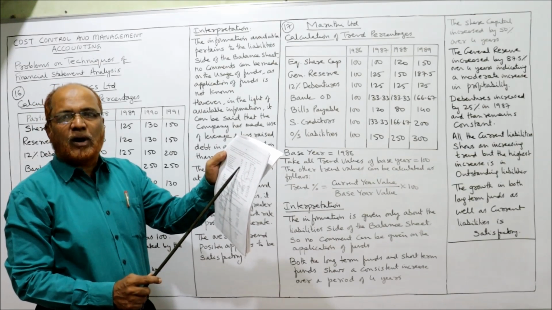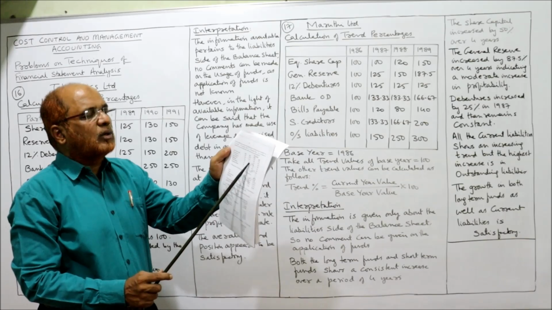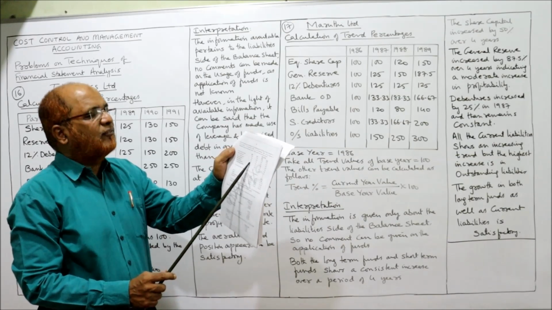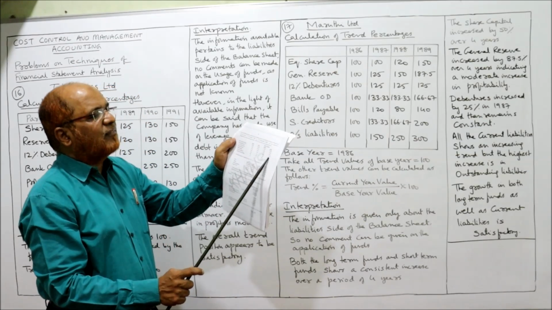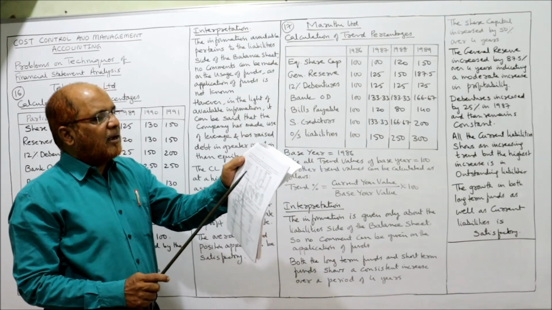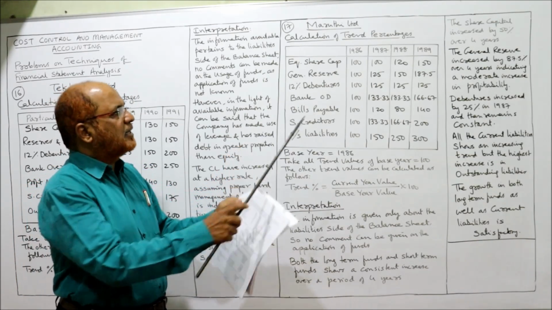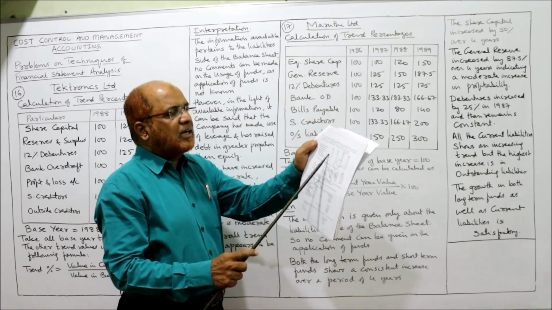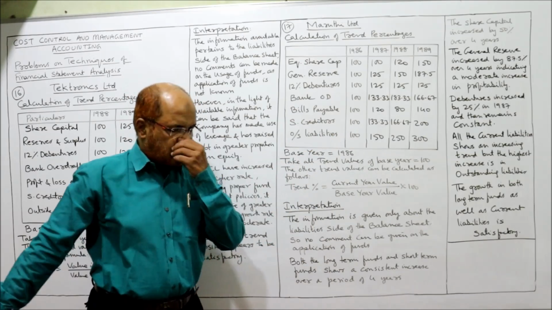Debentures, base year 400. So the denominator you take 400. Numerator you take 500. So 500 by 400 into 100, 125. Then the same values 500, 500, 500. So same 125, 125, 125. Bank overdraft, 300 denominator. Numerator 400. 400 by 300 into 100, 133. Like this you have to make all the calculations of trend values.